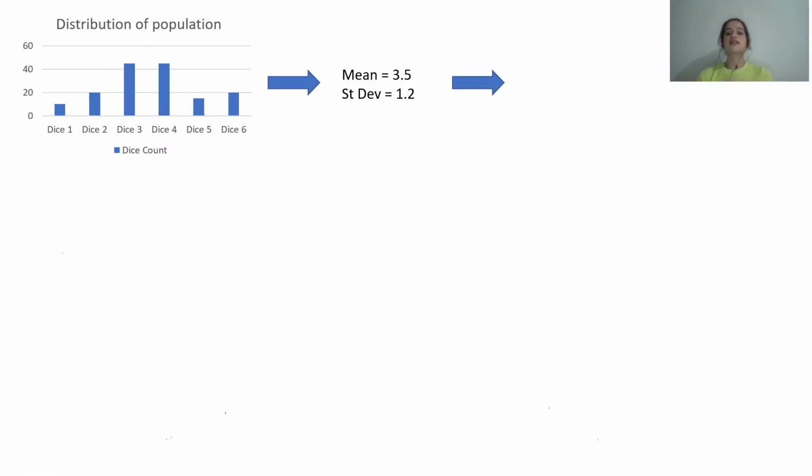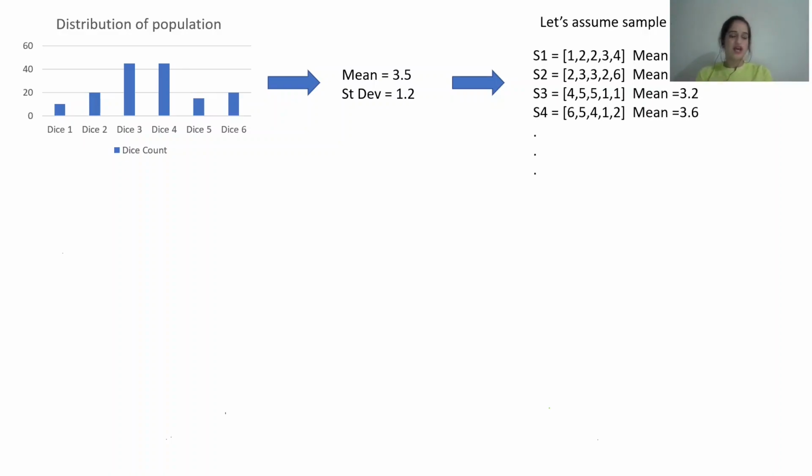Now we need to take a sufficient amount of samples and get the mean of all those samples. Let's take a sample size of 5. I'll roll the dice 5 times, note all the outcomes and find the mean. When I take sample 1 and roll the dice 5 times, this is the outcome: I get 1, 2, 2 again, 3 and 4. The mean of it is 2.4. I roll the dice again 5 times, I get 2, 3, 3, 2, 6. The mean is 3.2. I do it a sufficiently large number of times, maybe 100 times.